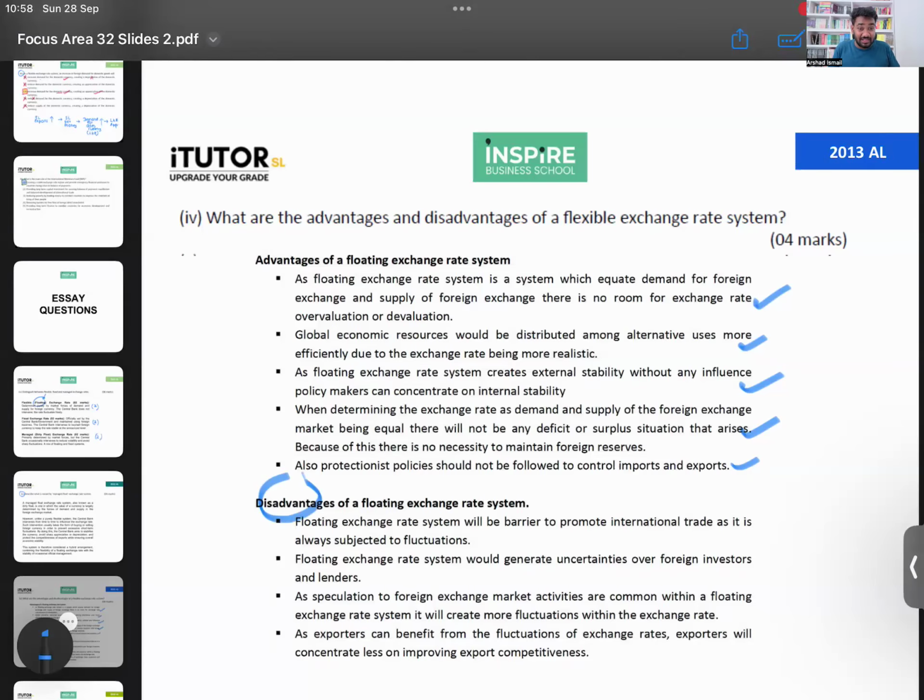Disadvantages of a flexible one is, it's always changing. So if it is always changing, what happens? That becomes a barrier for international trade. Exporters who are exporting today on credit, 3 months later, they are not sure how much they will get. Today they import raw materials at one rate and produce and export it, but 6 months later, how much they will get for exports, they don't know. There can be losses and all of it.